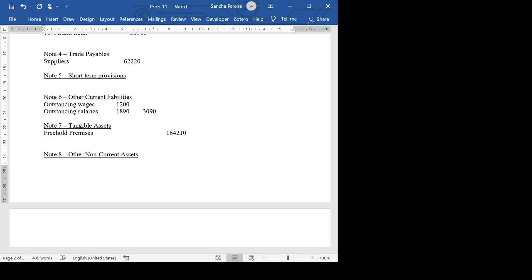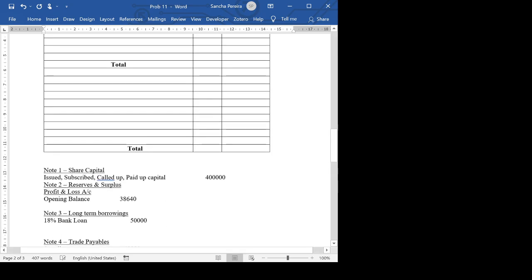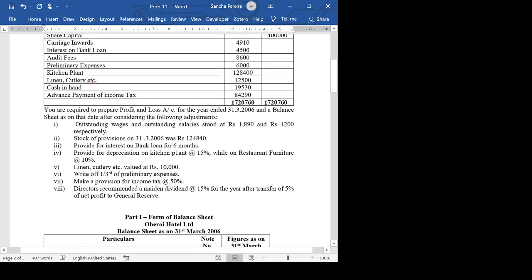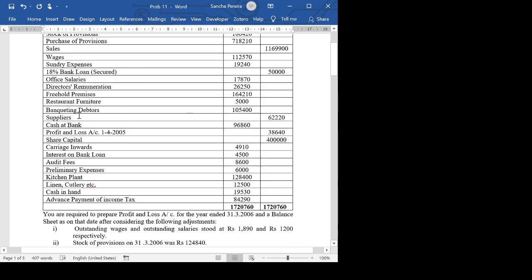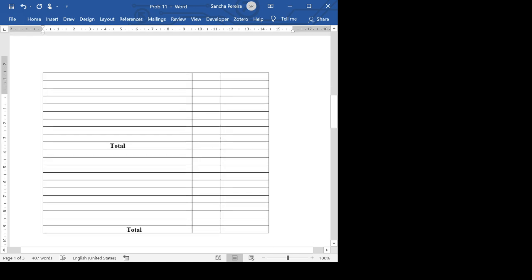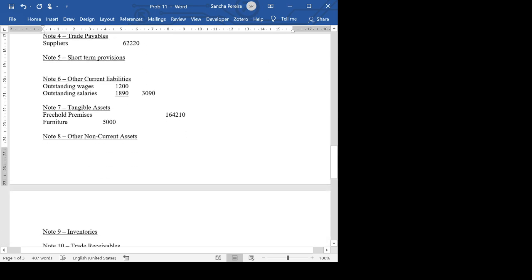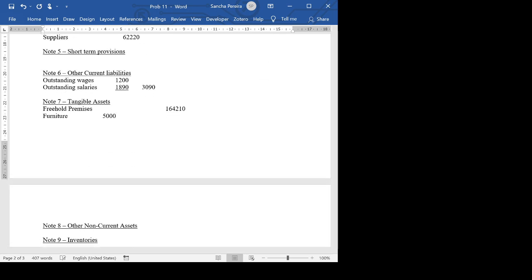On the other things, furniture is 5,000, and there is depreciation on furniture, I think. Yes, at 10%. Furniture is 5,000. And we also have another one which is kitchen plant. Kitchen plant is 128,400, and there's depreciation on that as well.